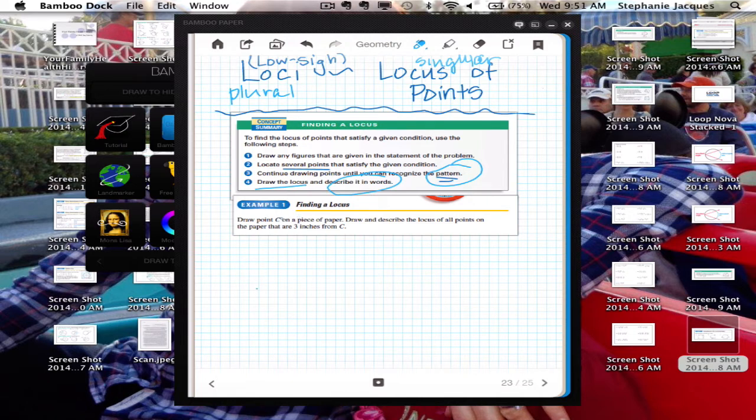So let's look at an example. Finding a locus. Draw point C on a piece of paper. So we're going to draw it down here, point C. Draw and describe the locus of all points on the paper that are 3 inches from C. So if I go out 3 inches, let's assume those are each inches, there's a point. But I need to do multiple points until I see a pattern. So I go out another 3. And I go out another 3 and another 3.